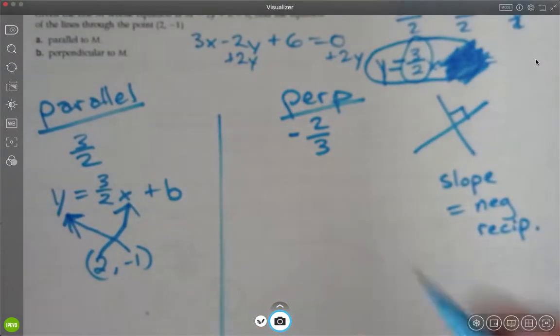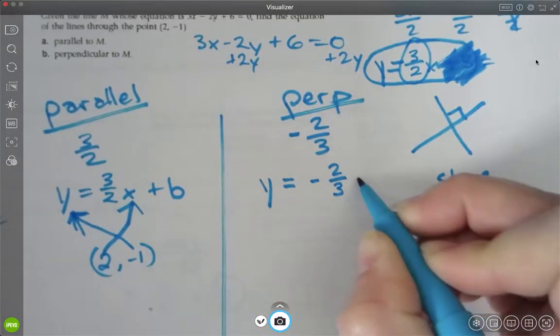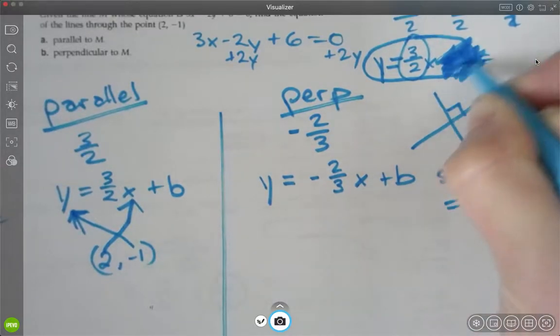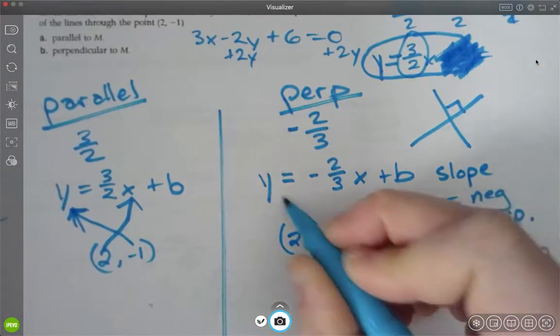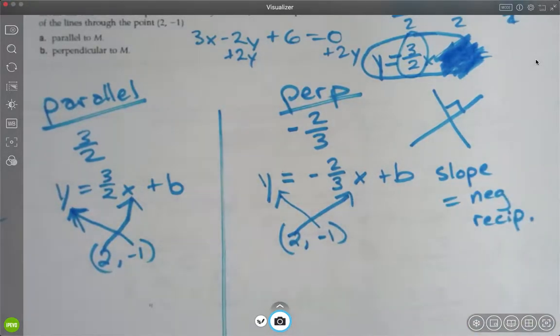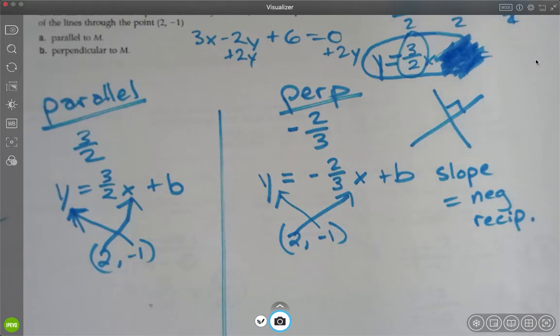Okay, we're going to run out of time, so I'm going fast. This one, we put in negative 2/3 x plus b. We never use the 3 over 2 here. And again, we're going to plug (2, -1) in. Y is negative 1, x is 2, and solve for b. Then write the function. Good? Can I stop there? Because you guys know what to do? Hey, there you go. Do the homework.